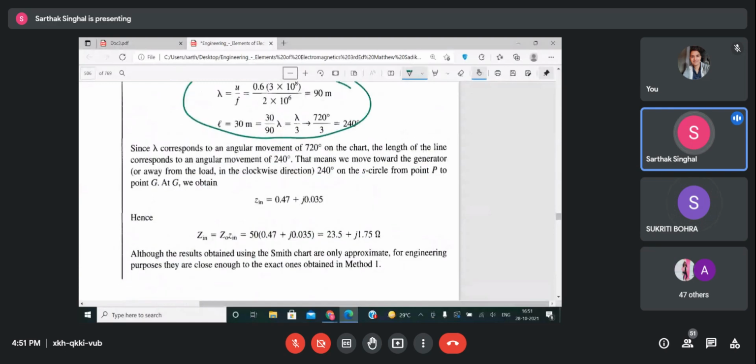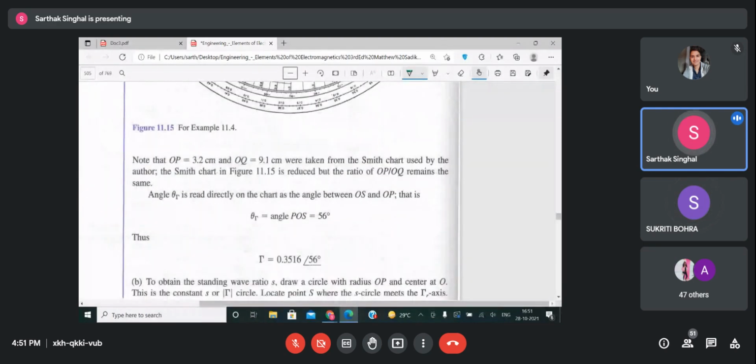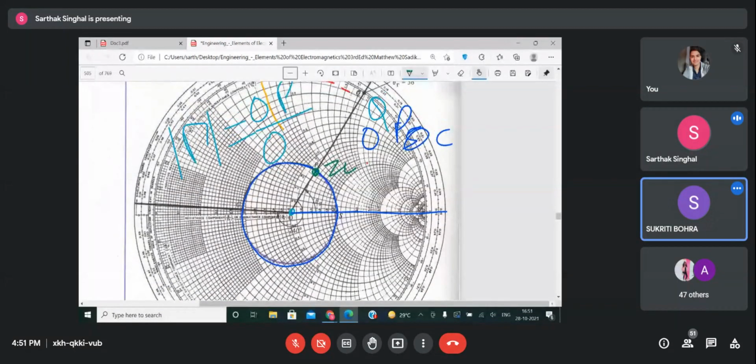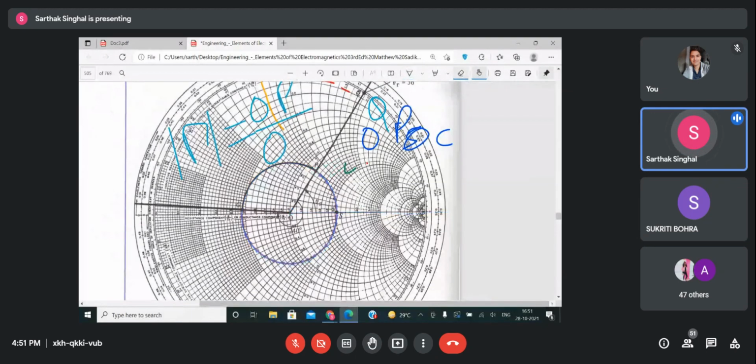240. Okay. And now this 240 will be towards the generator or away from the generator? Away from the generator. No, you are moving from load to source. Where will you find the input impedance? On the source, so how much will you move? 240 degrees towards the generator.